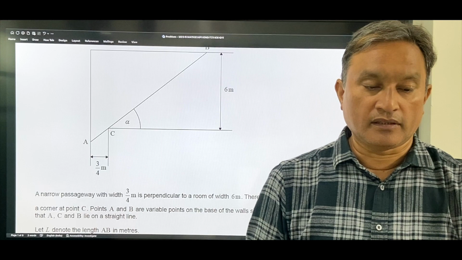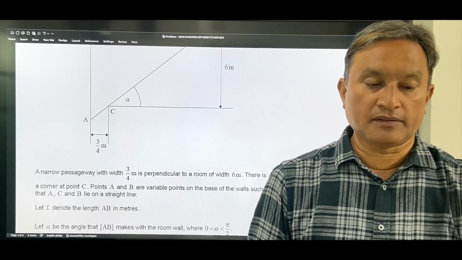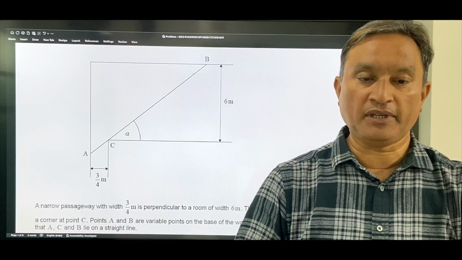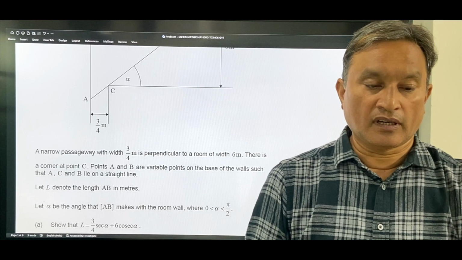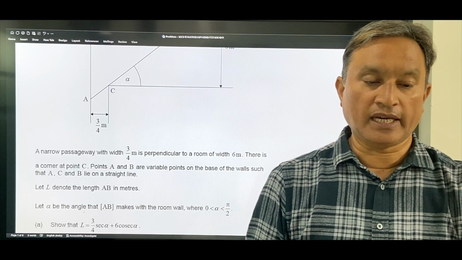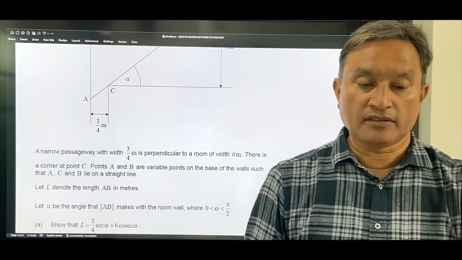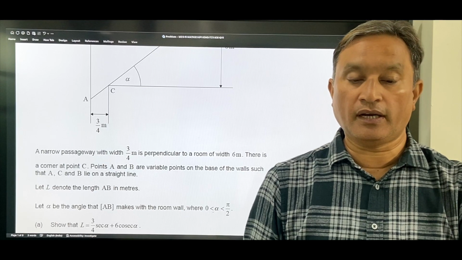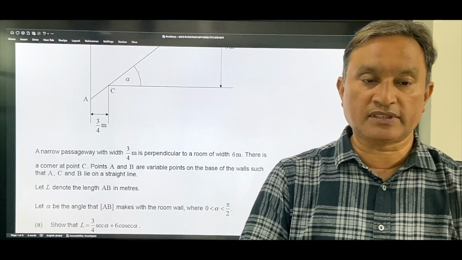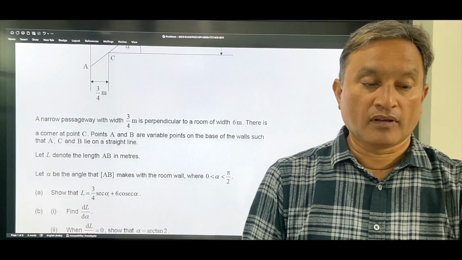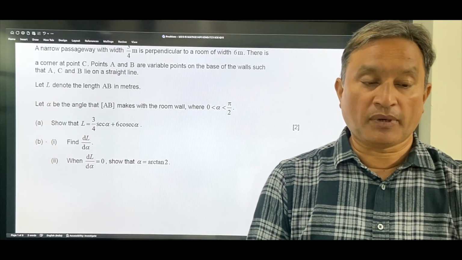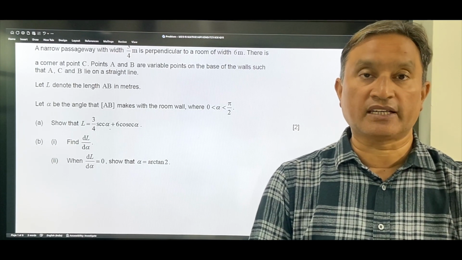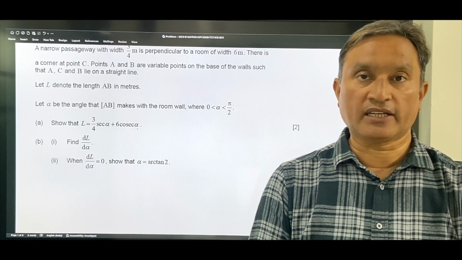Let L denote the length of AB in meters. So this is AB. Let alpha be the angle that AB makes with the room wall, where alpha lies between 0 and pi by 2. So this is the alpha angle in the diagram. A part: show that L equals 3/4 sec alpha plus 6 cosec alpha.